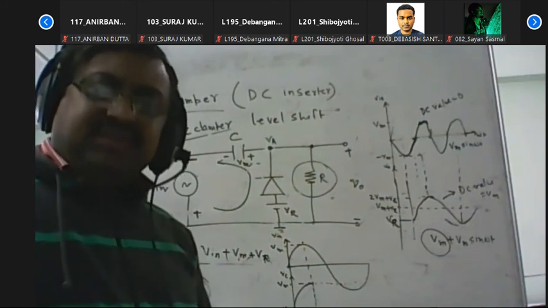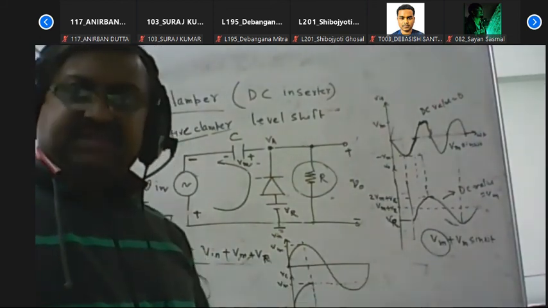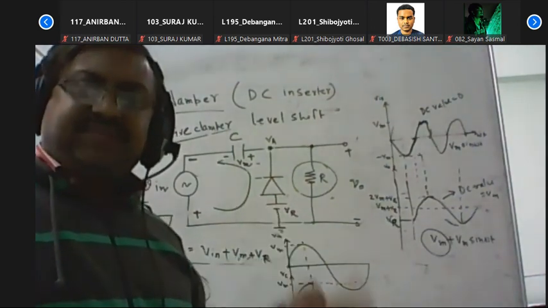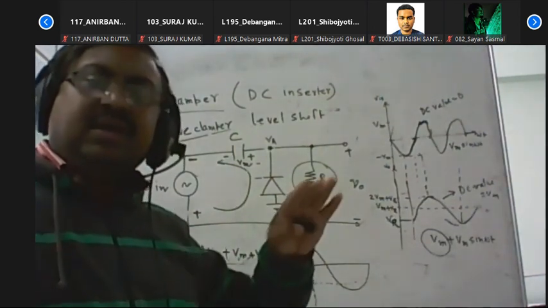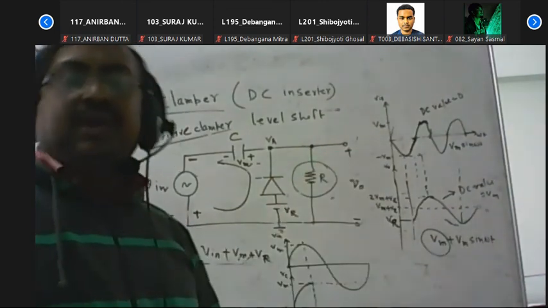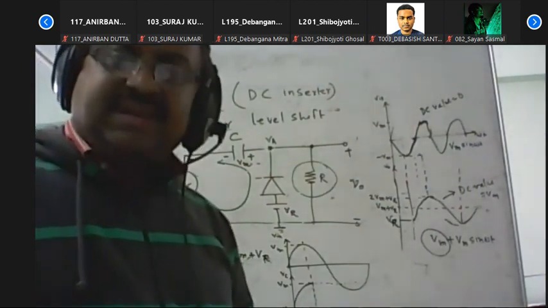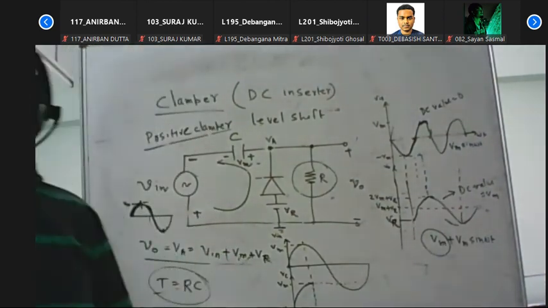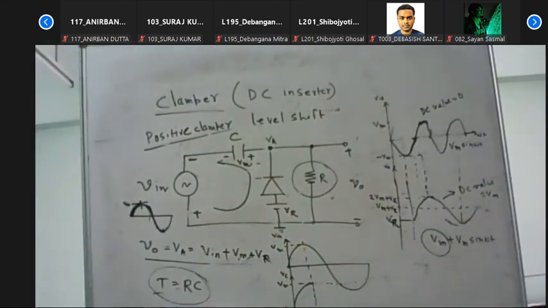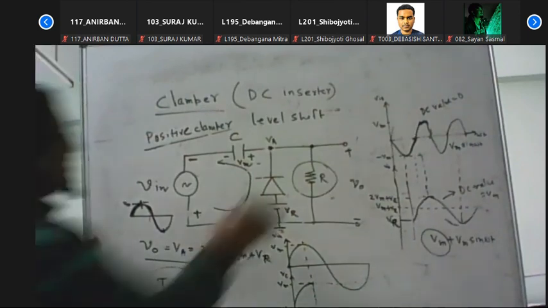And obviously, these are the two main applications of the clamper. The first is if noise affects the circuit, we can move the level of the signal upward or downward using the clamper circuit. The second is that the circuit is also used as a voltage multiplier circuit.